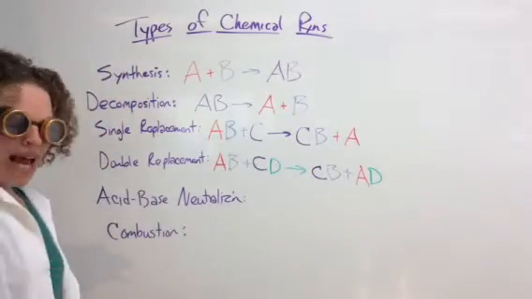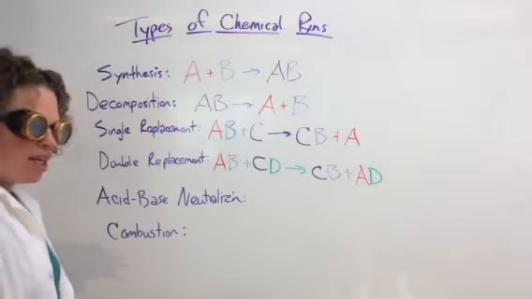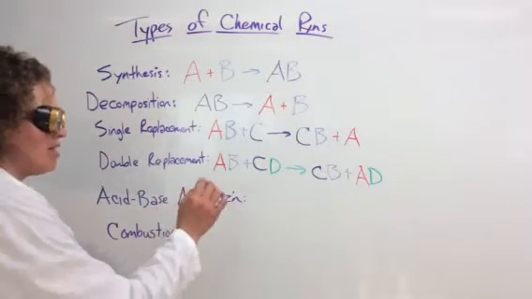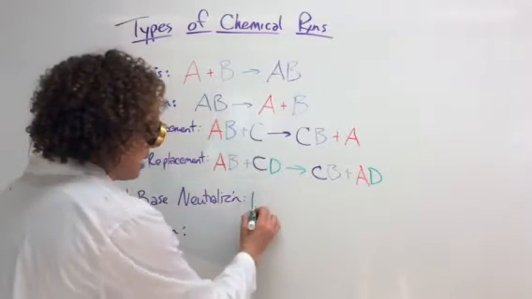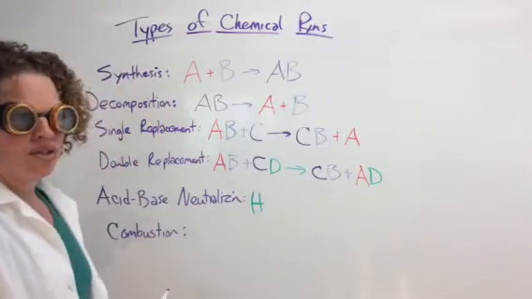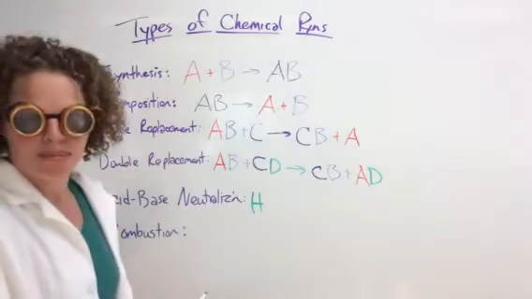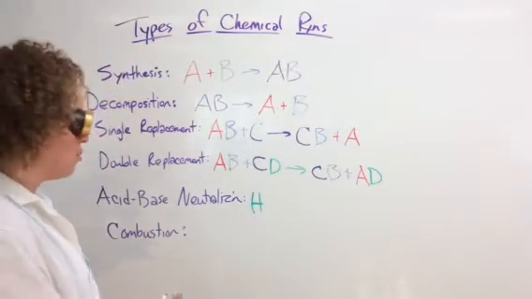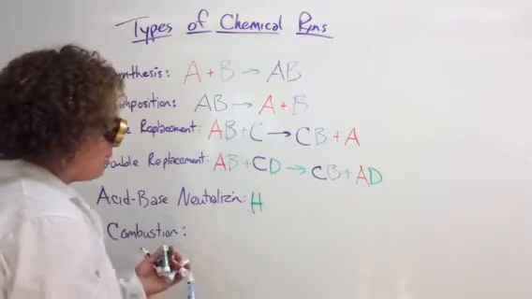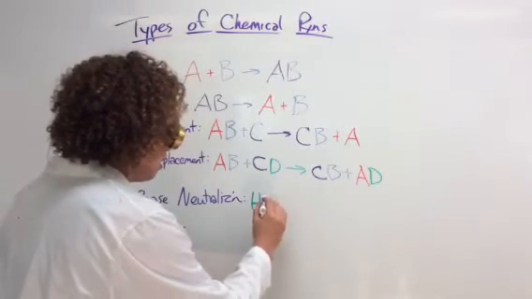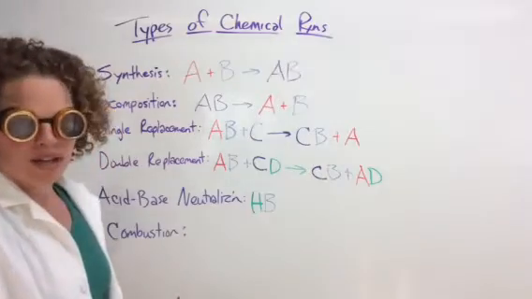All right, now in acid-base neutralization, we're getting specific now. It's a specific type of double replacement. And what we have is an acid. So you know that hydrogen is not a metal per se, but it's a positive. So hydrogen will be in the beginning of any formula, and it will have a negative ion attached to it.